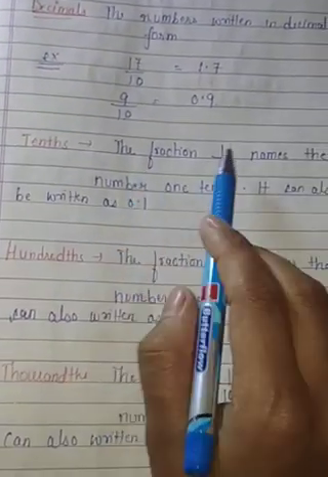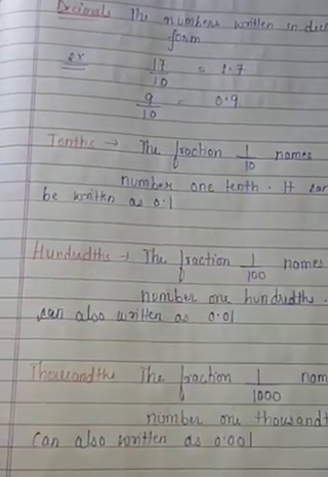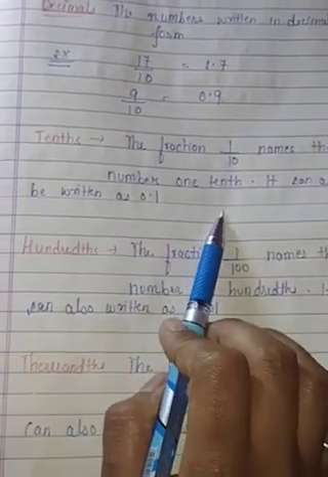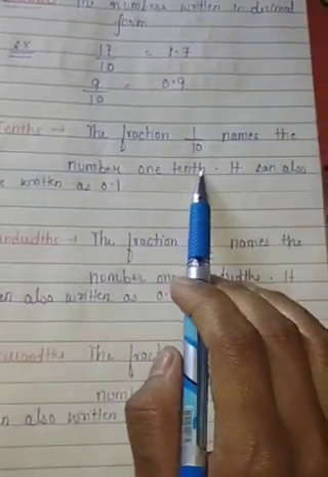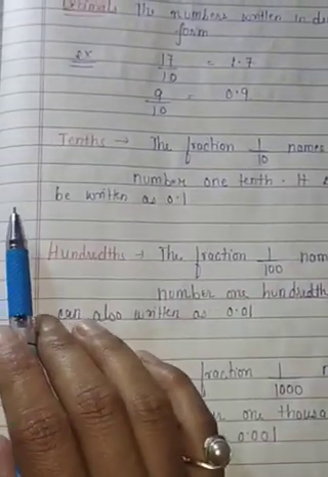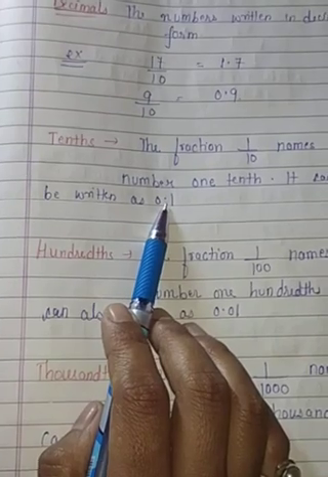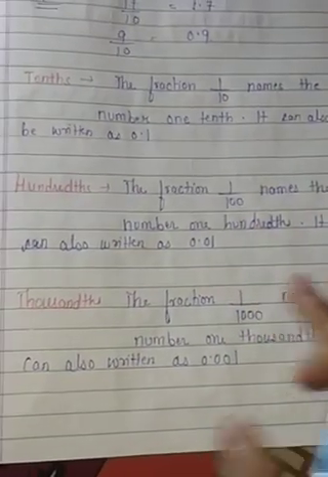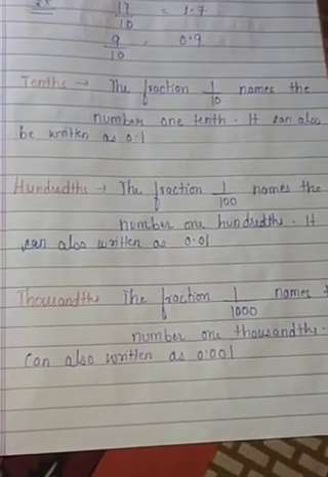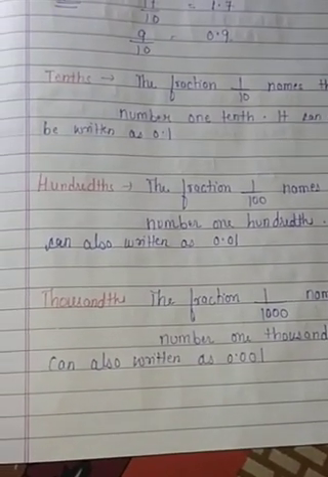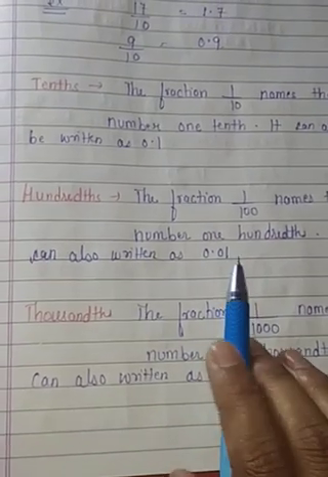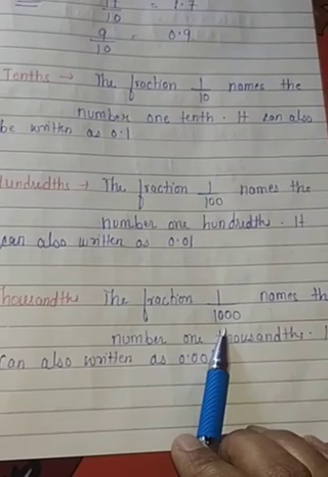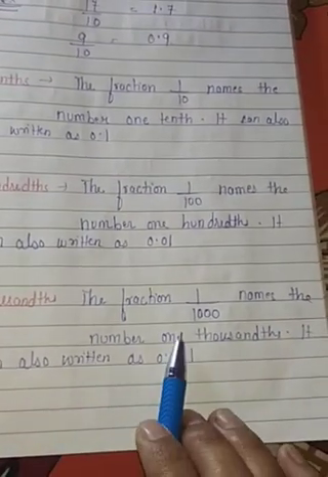The fraction 1 by 10. Any fraction 1 by 10 is named tenths, and it can also be written as 0.1. Hundredths: the fraction 1 by 100, named as hundredths, and it is written as 0.01. Thousandths: the fraction 1 by 1000 names the thousandths.